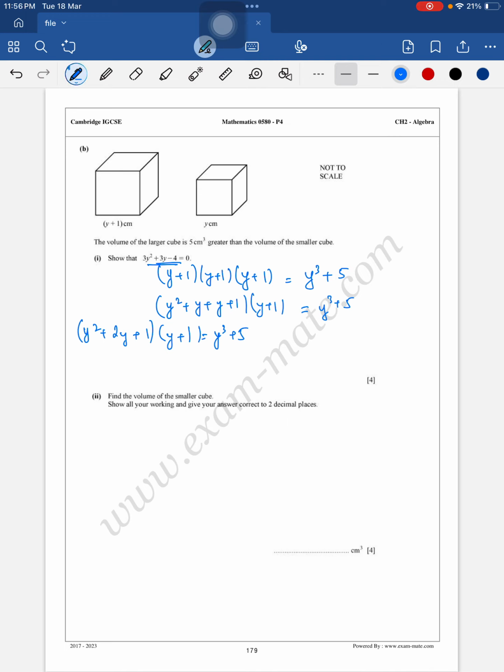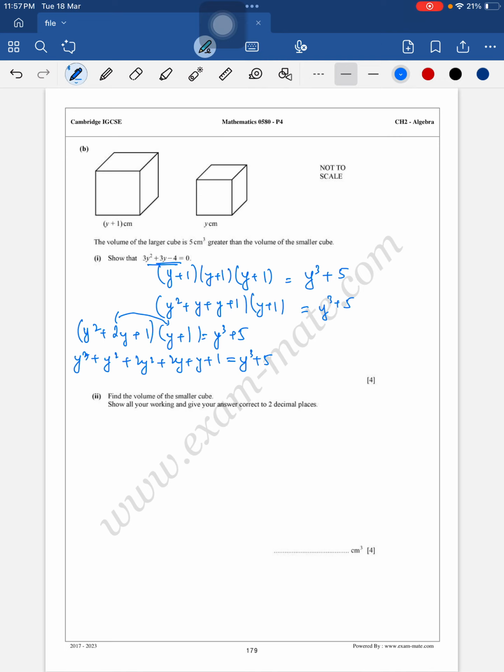So now we have to multiply these two brackets. So definitely 6 terms will be coming out of it. So y cube plus y square, then 2y square plus 2y plus y plus 1 is equals to y cube plus 5. Right?